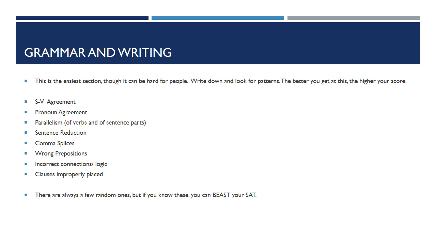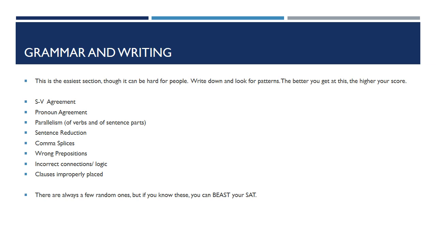Parallelism is another piece that they ask lots of questions about. Not only parallelism of verbs, meaning they have to be the same, so you could not say something like, I like to swim, to run and eating Twinkies. It has to be to swim, to run, and to eat Twinkies. So there has to be that parallelism.